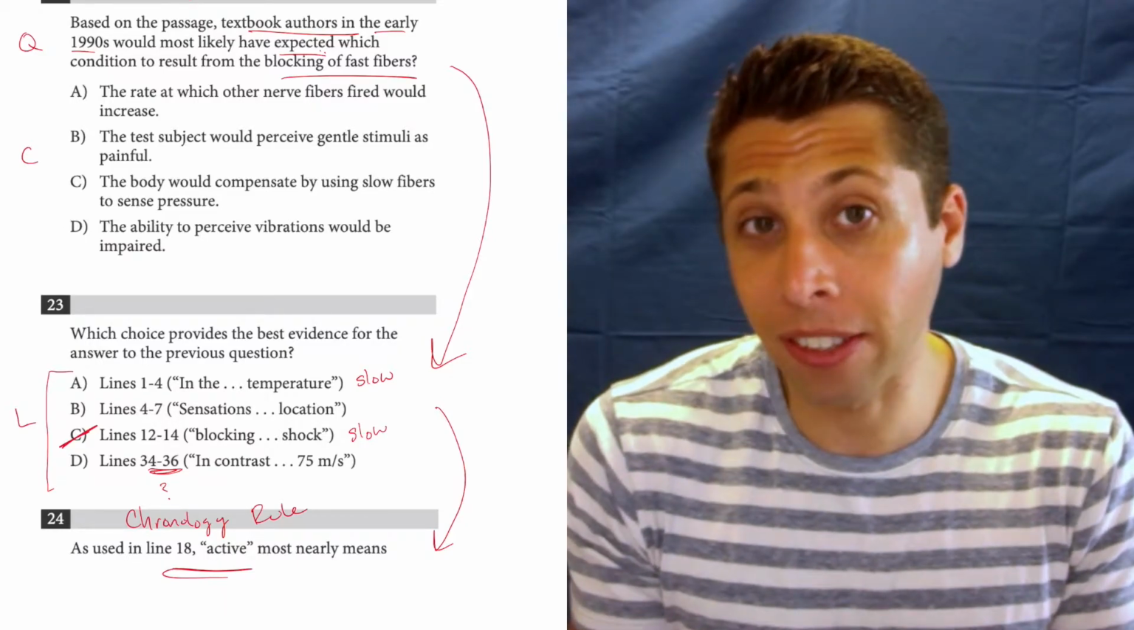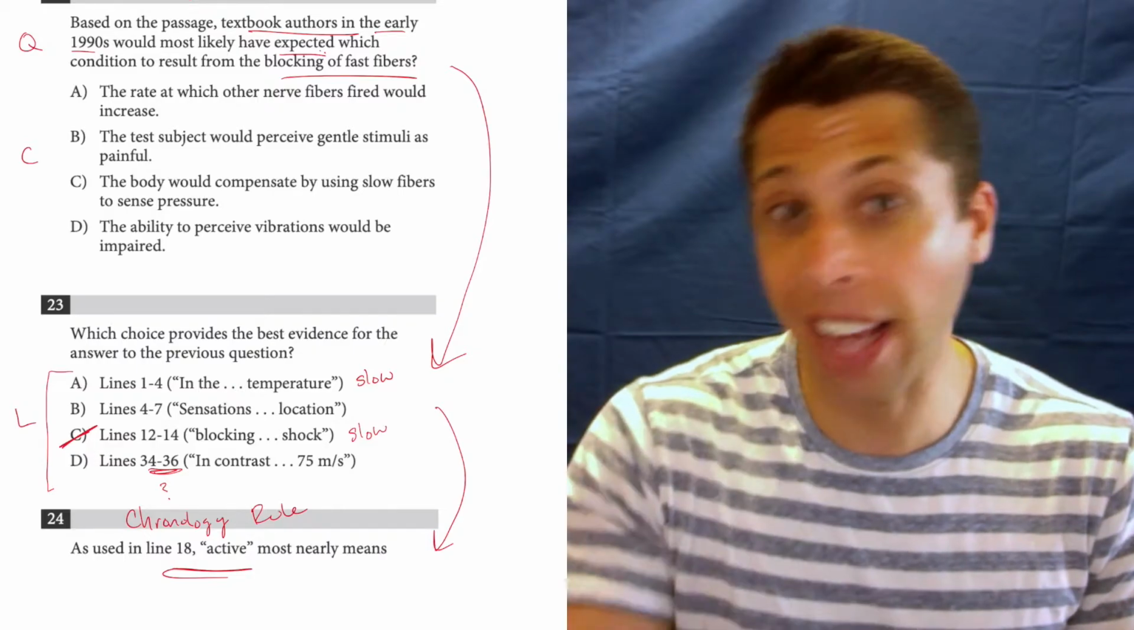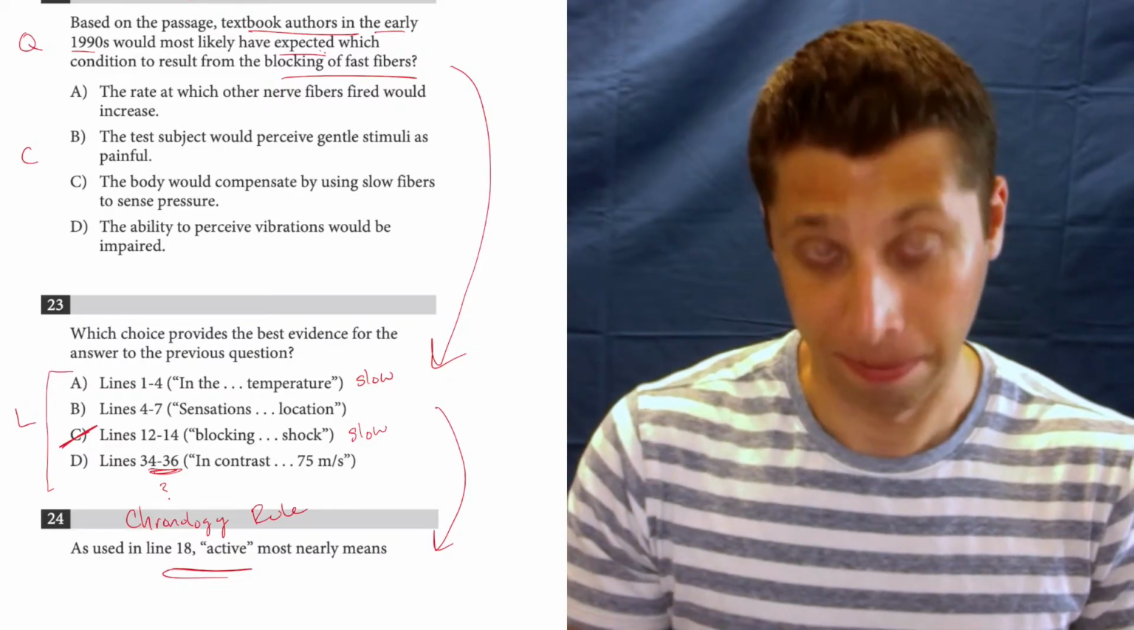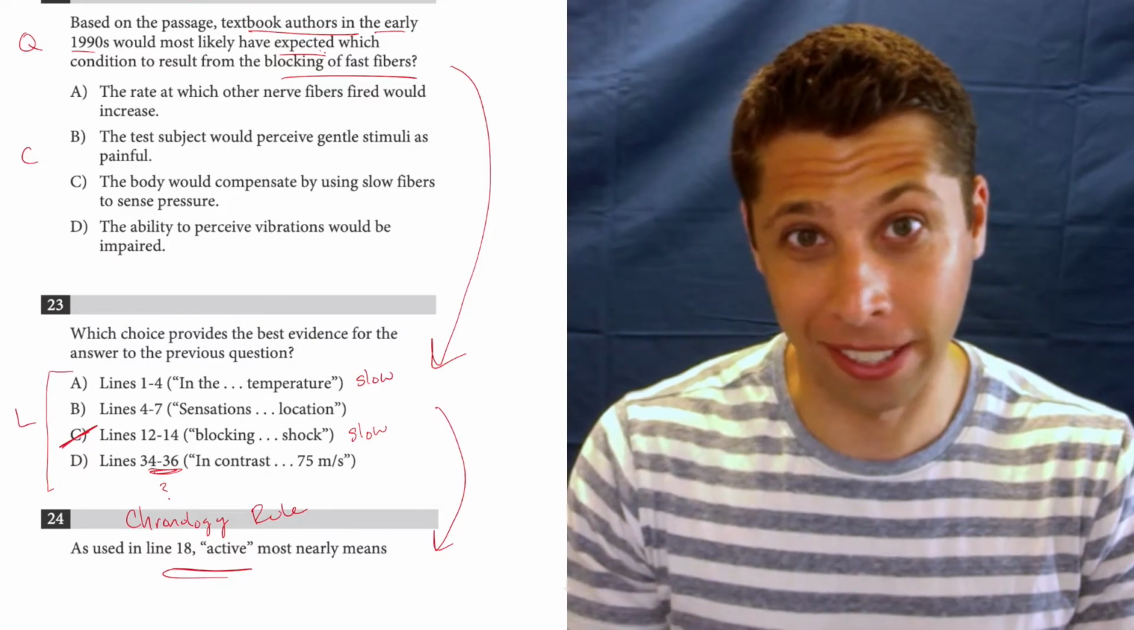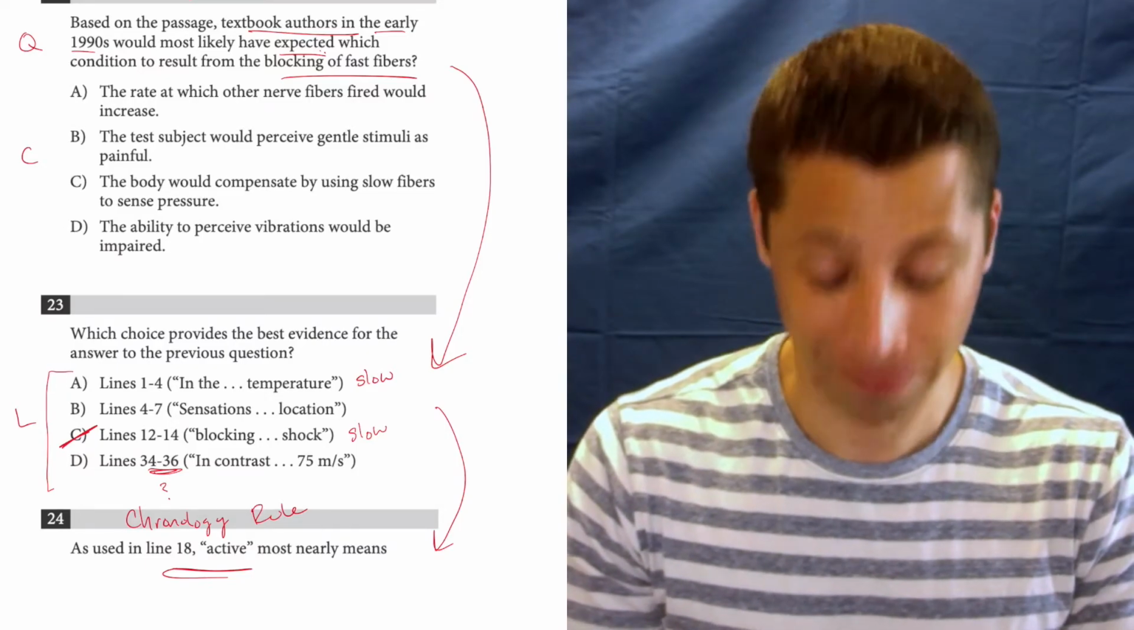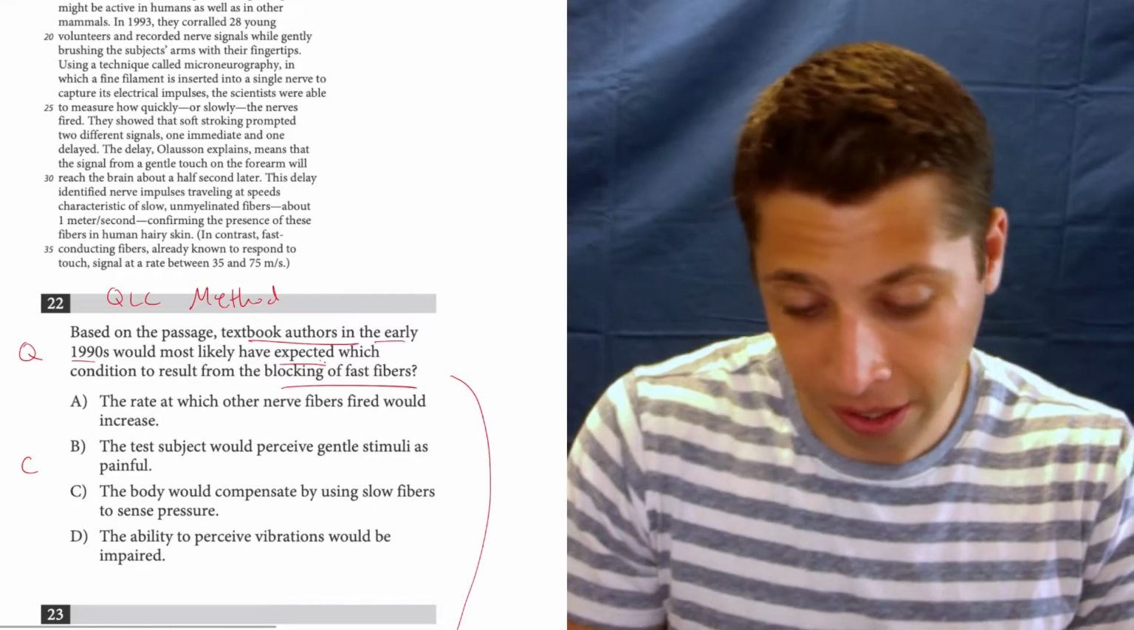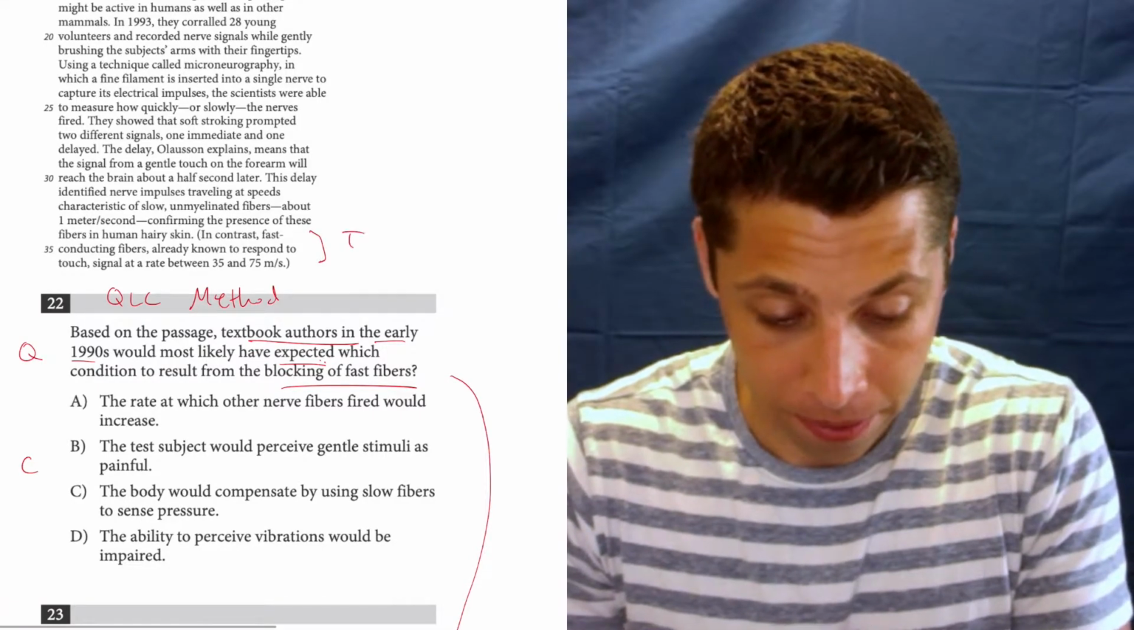You might leave it in because it's still about the slow fibers, but honestly, A seemed better than C. So I don't even like this as my second best of my second best. 34 to 36, let's read it. That's all the way down here.